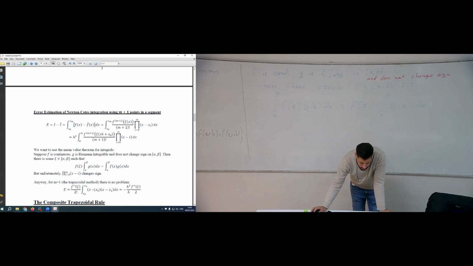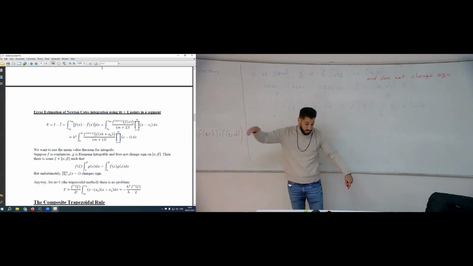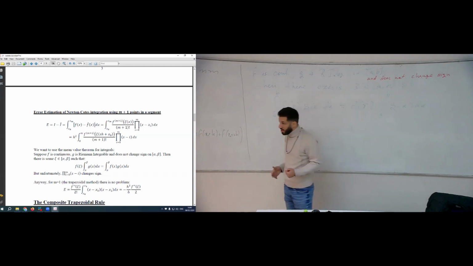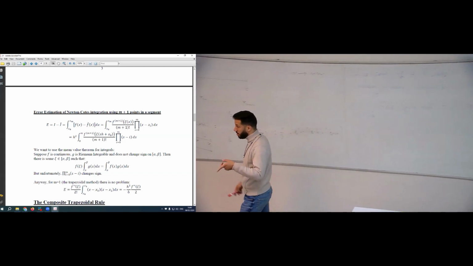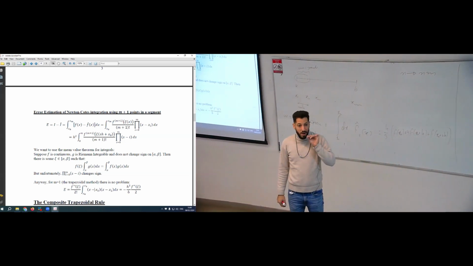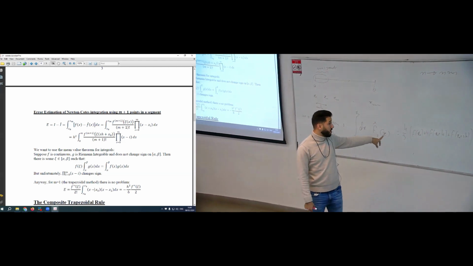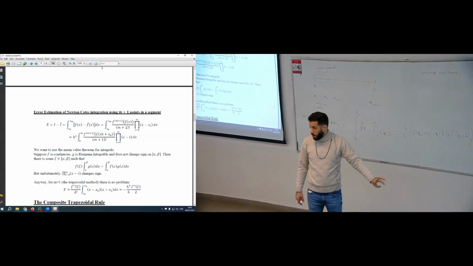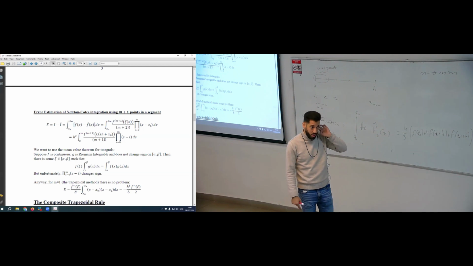It is minus h cubed over 6. And this is the minus h cubed over 12 multiplied by the second derivative for the trapezoidal rule. Okay. So that's a rigorous way of proving the error for the trapezoidal rule. Okay. This is the first time you see this, I think.